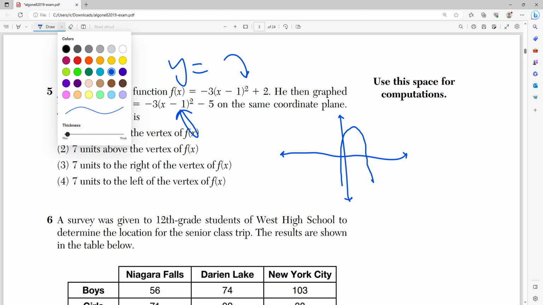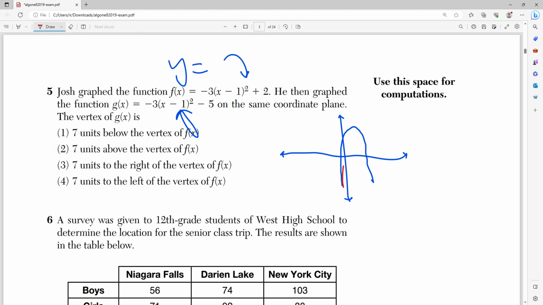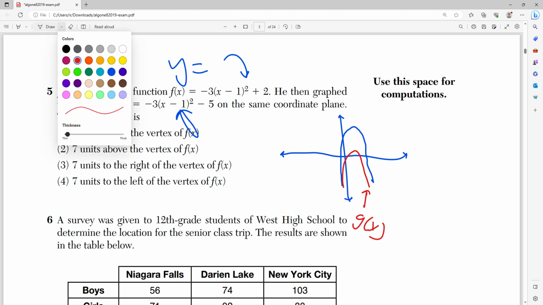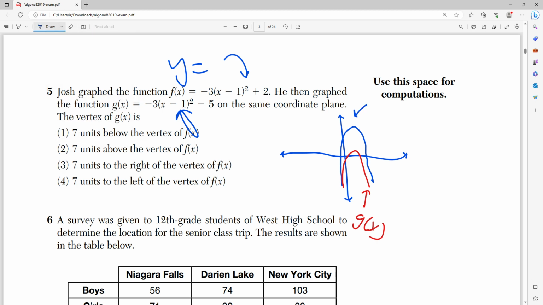Let me just change the color for the second one. So this is g of x, and this is f of x. So what happens? What changed? Was it shifted 7 units to the left? No. Was it shifted 7 units to the right? No. This is the vertex, by the way.